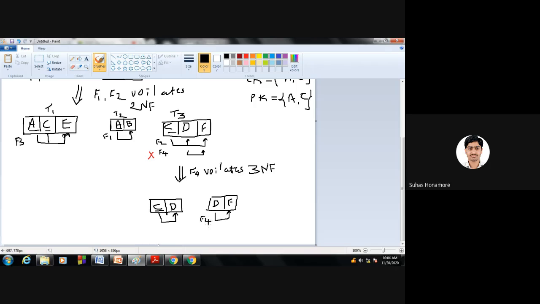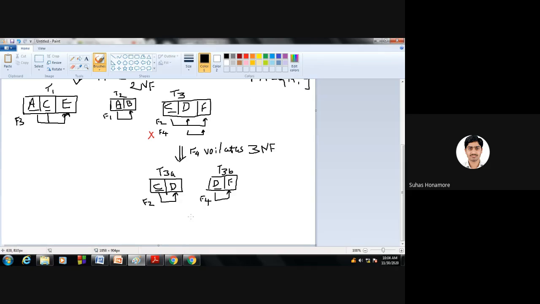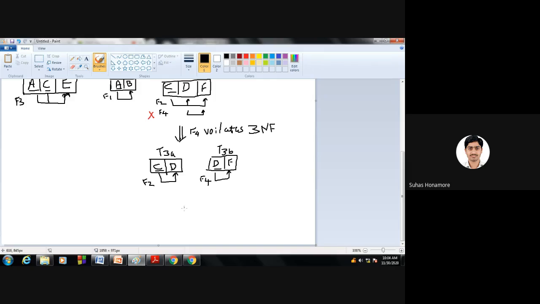Here this is F2. C to D is there because of F2, so we'll write it here. D is the primary key, and T3 we decompose into two tables. I'll write this one as T3A and this one as T3B. Now we'll check whether it is in 3NF. 2NF by default will be there. It was violating 3NF, so we removed that one and wrote it in 3NF. Here there is no transitive dependency, and here also there is no transitive dependency. So this entire R we decompose into a total of four tables: T1, T2, T3A, T3B.